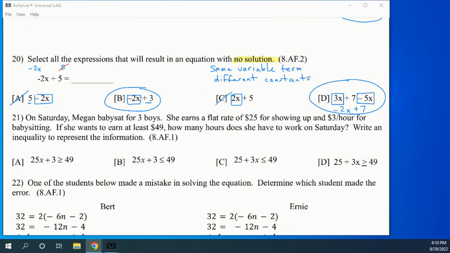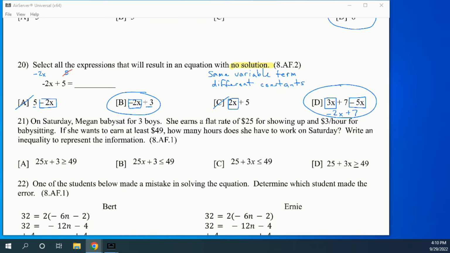Number 21. On Saturday, Megan babysat for 3 boys. She earns a flat rate of $25 for showing up and $3 per hour for babysitting. If she wants to earn at least $49, how many hours does she have to work on Saturday? Okay, so a couple things. Flat rate of 25. Let me zoom in.